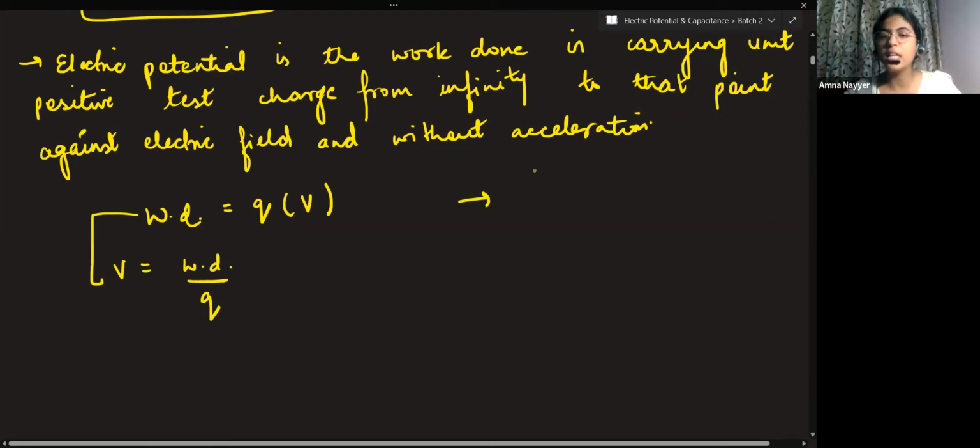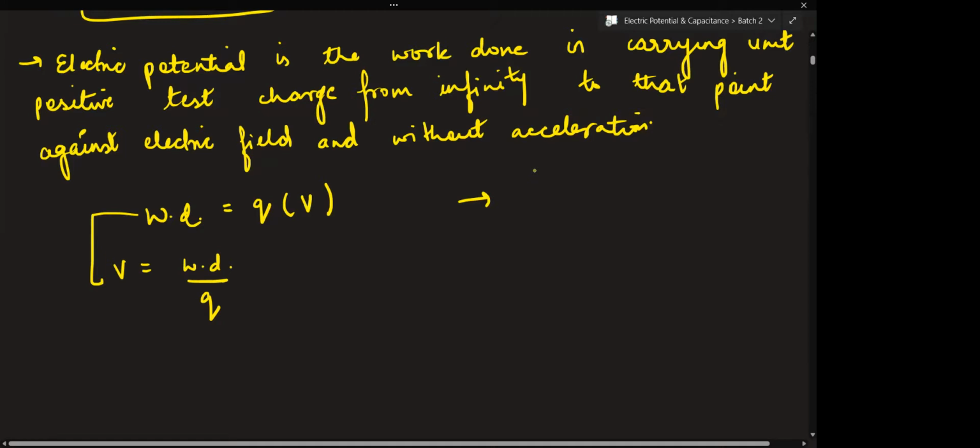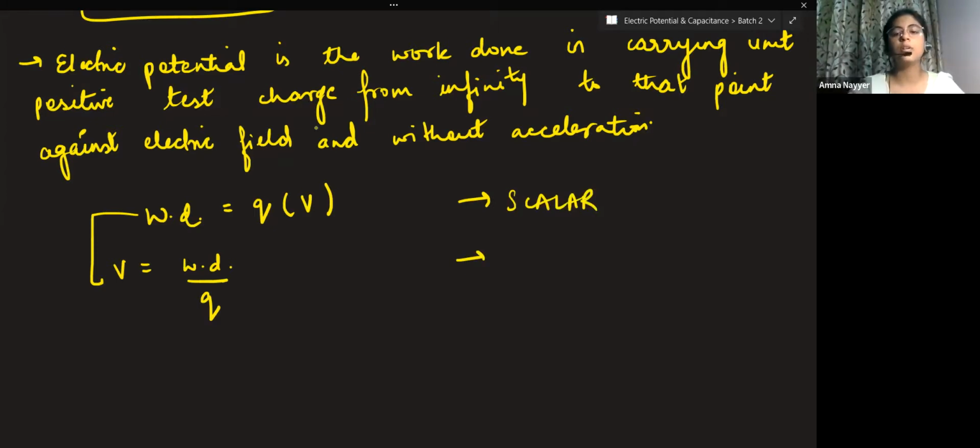So electric potential is a scalar quantity or a vector quantity? Scalar quantity. This is a scalar quantity.